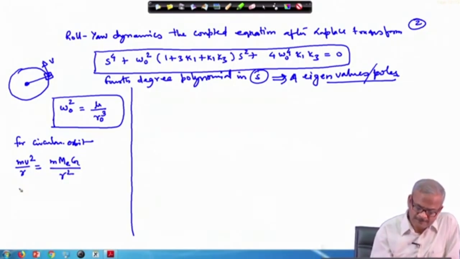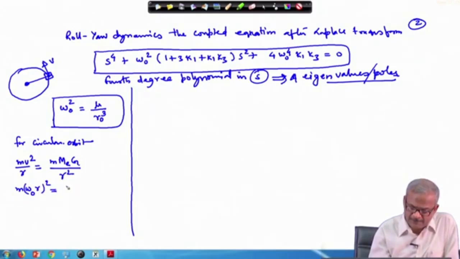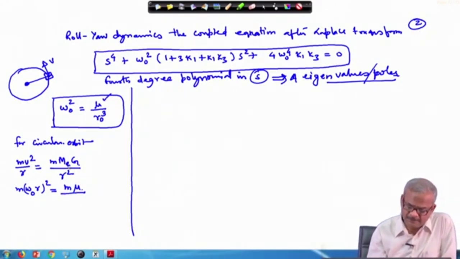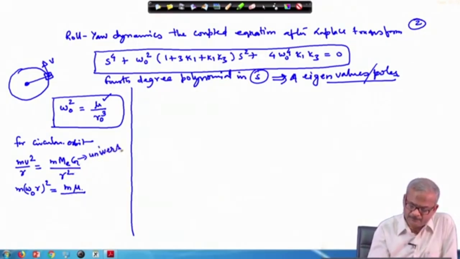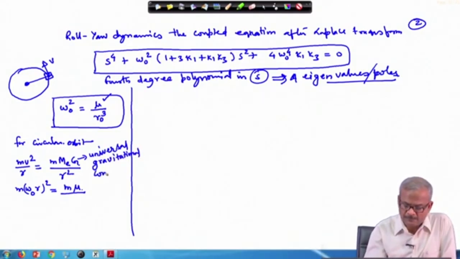From here, because this is a circular orbit, the angular velocity will be constant. We can write m v as omega times r square, and then this quantity here, m earth times G, we write as mu. The quantity mu that appears here is nothing but m earth times G, where G is the universal gravitational constant.